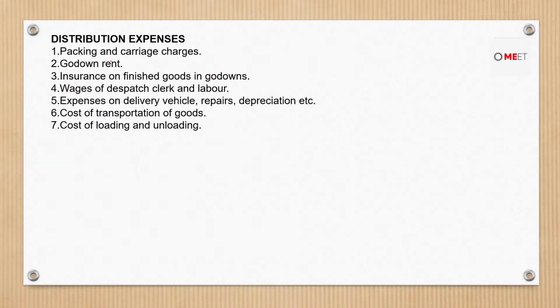Distribution expenses include packaging and carriage charges, godown rent, insurance on the finished goods in the godowns, wages of dispatch clerk and labor, expenses on delivery vehicle, repairs and depreciation, cost of transportation of goods, cost of loading and unloading.